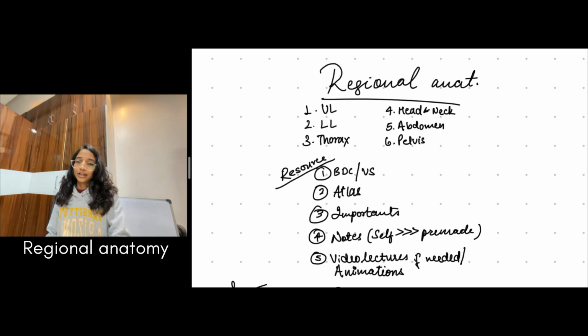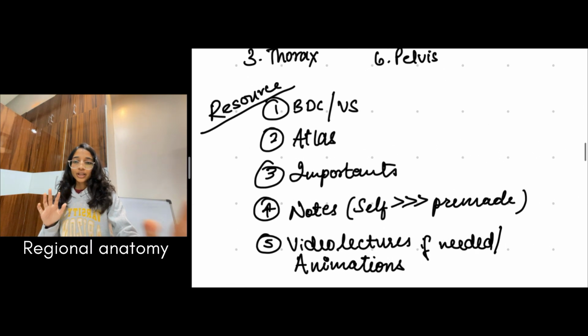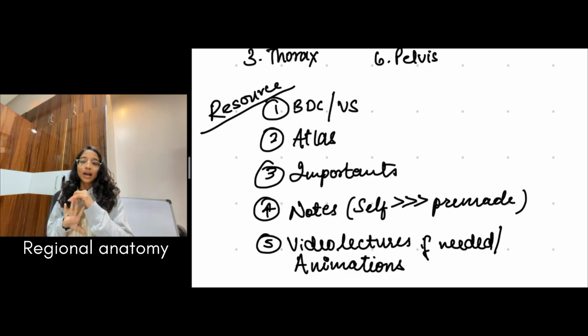Moving on to regional anatomy. So in regional anatomy, you have upper limb, you have lower limb, you have thorax, head and neck, abdomen, and pelvis, right? And the resources that you're going to need for your entire regional anatomy are either you can follow BDC or you can follow Vishram Singh. Now, an atlas is optional. Then you need to have the importance. Always have the importance of the subject with you. Anatomy is very vast. You cannot follow every single page like you used to follow NCERT, right?